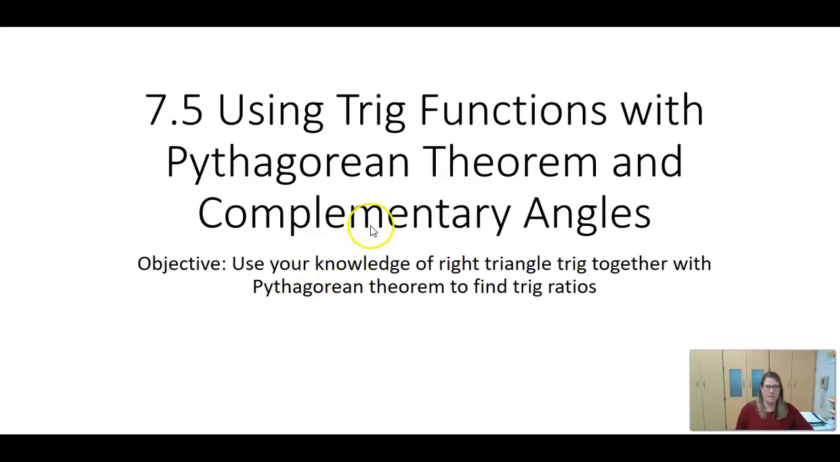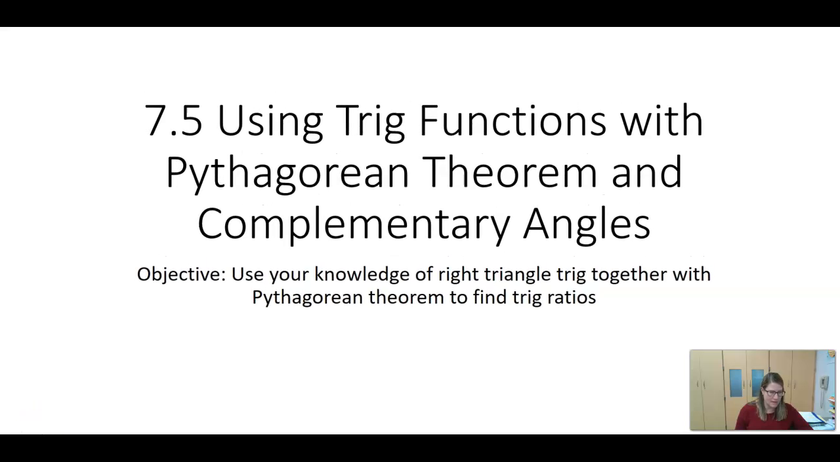So here we go, we're going to do 7.5. We're going to be using trig functions with Pythagorean theorem together, and we're going to be using complementary angles. Remember, complementary angles are angles that sum to 90 degrees. Our objective for today is to use our knowledge of right triangle trig together with the Pythagorean theorem to find trig ratios or find other trig ratios. You'll see what I mean by that in a moment. Okay.